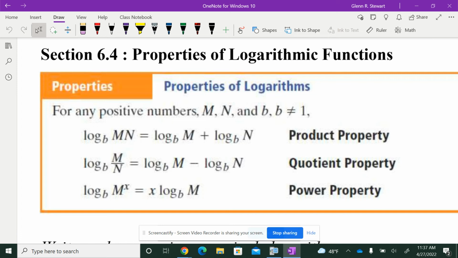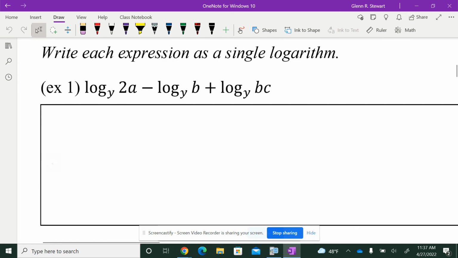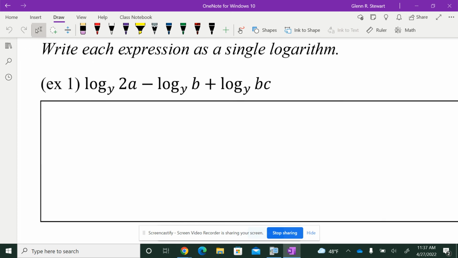Multiplication means addition. Division means subtraction. And anytime that you have an exponent, you can pull it out front. Those are what those three properties are really looking at whenever it comes to the product, quotient, and power. So I'm going to take you through a couple different compressions where you have multiple things that have a log base and they all have the same log base. And we're just putting them in so by the end we only have one log base for our answer.